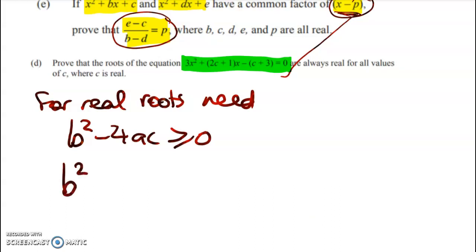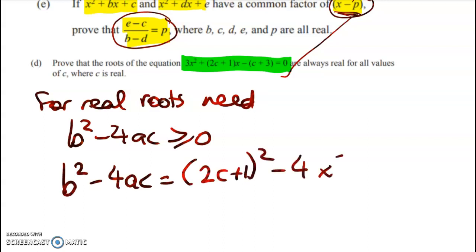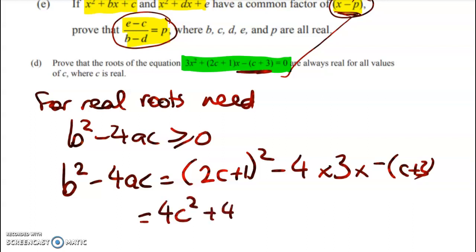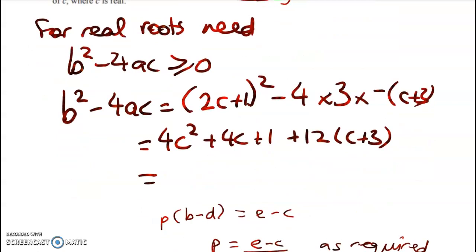So b squared minus 4ac is equal to 2c plus 1 squared minus 4 times 3 times negative c plus 3. Right, that's my c there. And expanding and cleaning up, we get 4c squared plus 4c plus 1 plus 12 into c plus 3, giving us 4c squared plus 16c plus 37.